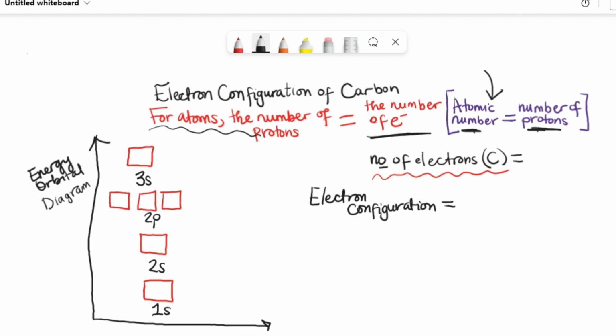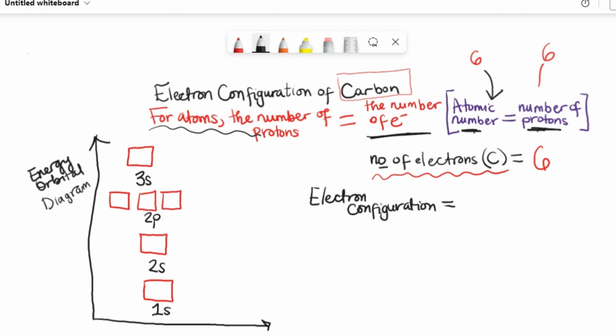But since we're not dealing with just any atom, we're dealing with carbon atom, we have to check our periodic table, and we see that the atomic number for carbon is 6. The number of protons for carbon has to be 6, and therefore the number of electrons of carbon is 6, because all three values are the same for atoms.